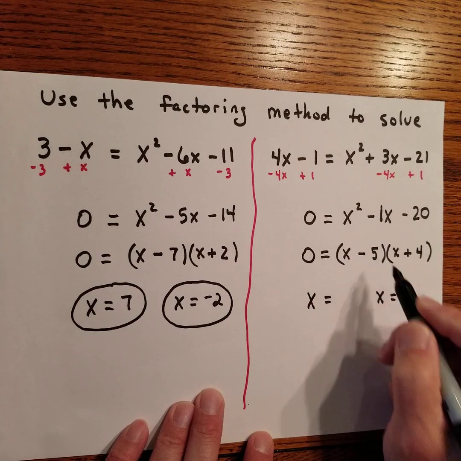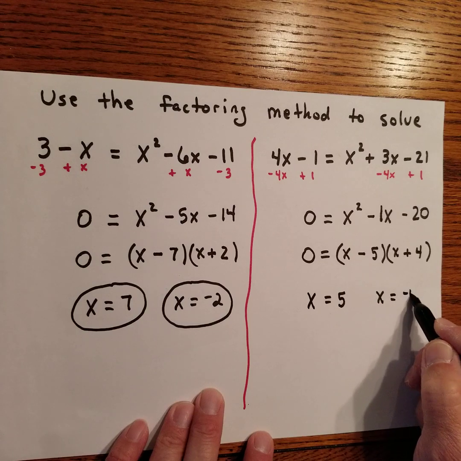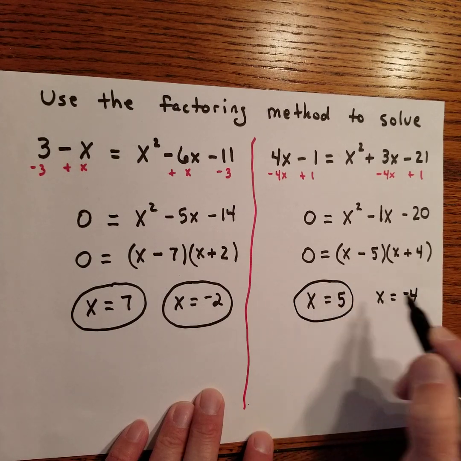Now what makes this 0 is 5, and what makes this 0 is negative 4. Beautiful.